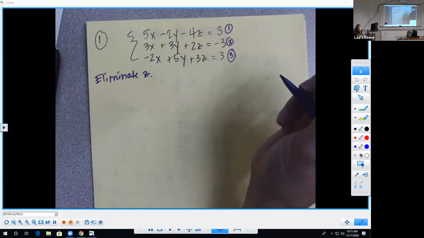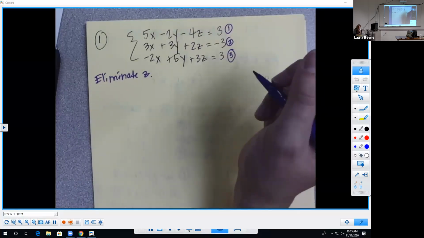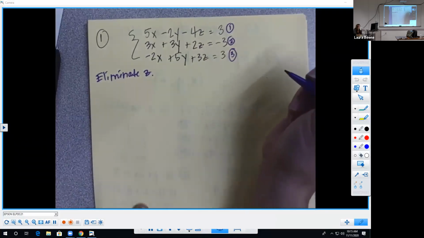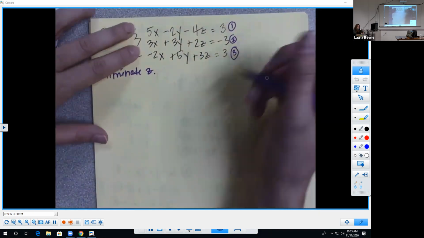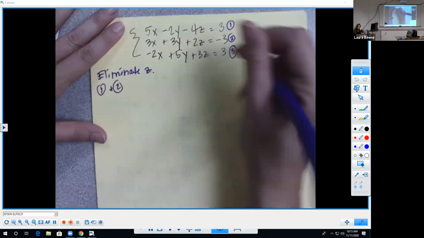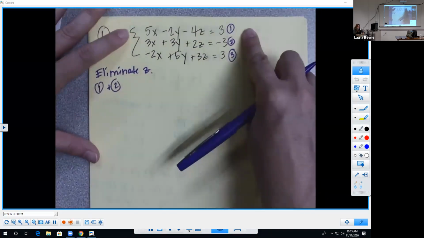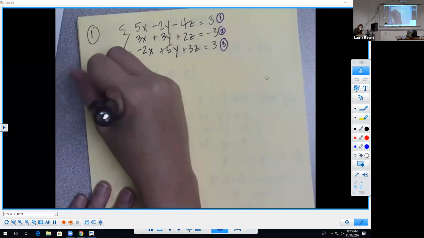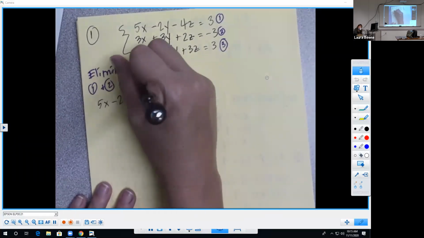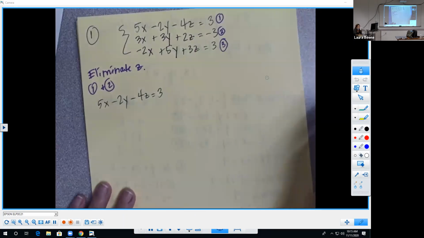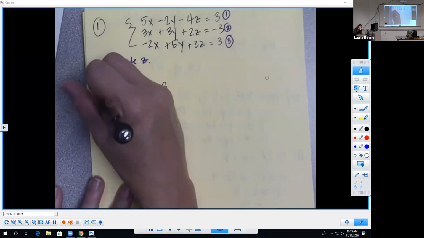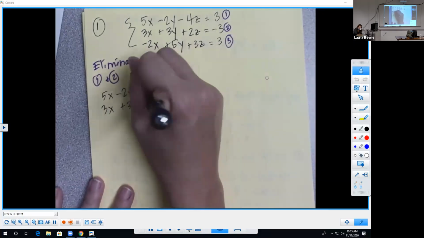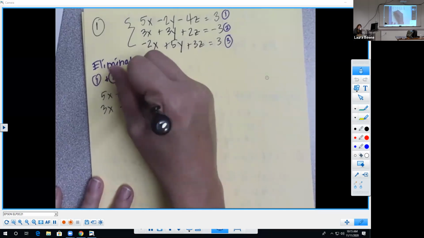So the first one we did, you were told the answer and you were trying to just check and make sure it works. Here, we're trying to find the answer. Okay, so to eliminate Z, I'm going to start off by taking equation number 1 and 2, and I'm going to get rid of Z. So equation number 1 is 5x minus 2y minus 4z equals 3. And equation number 2 is 3x plus 3y plus 2z equals -3.